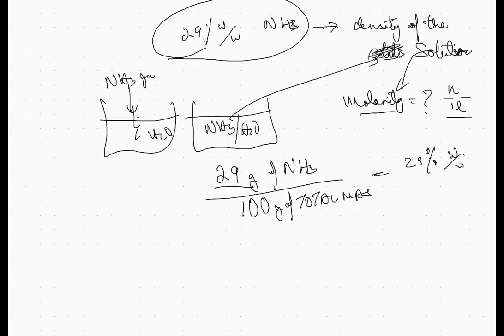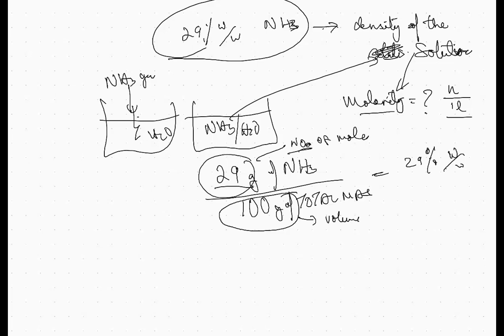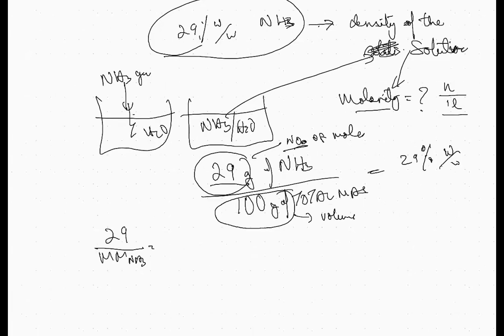So we had to find the volume of this 100 grams. We had to find the number of moles in 29 grams. If I divide that mass by the molar mass of ammonia, which I have here as 17.04, let me just use 17. Do that first. 29 divided by 17, I get 1.7 moles. That part is solved, that's 1.7. But to say what the volume is, then convert it to 1 liter. 1.7 in 100 grams right now.